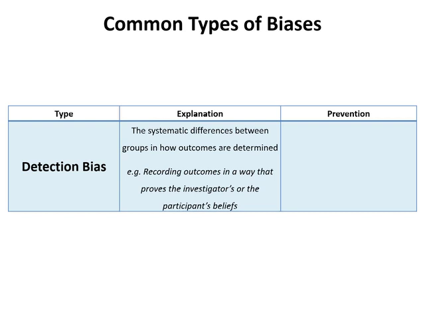Detection bias. This happens when there is a systematic difference between groups in how outcomes are determined. For example, when you are recording your outcome in a way that follows your interest, especially when you are rounding up or down the results. Again, this can be prevented by blinding, so you don't know which group is which, so you don't have a chance to modify the results.